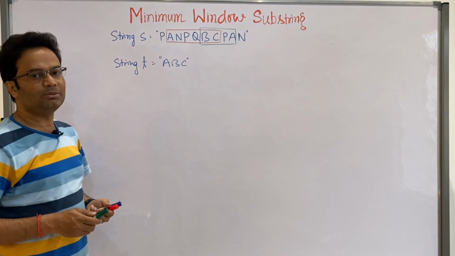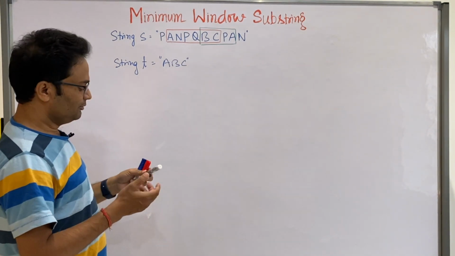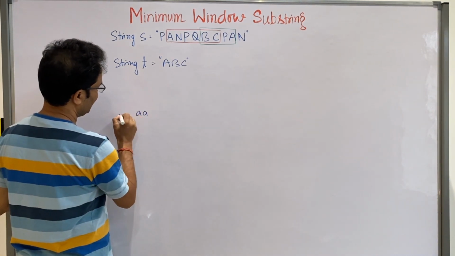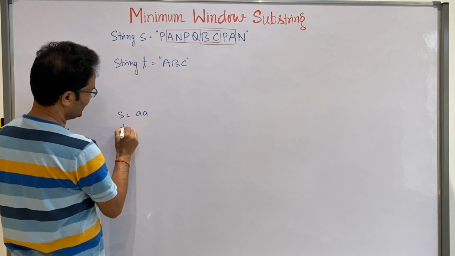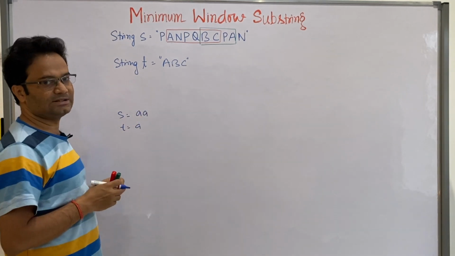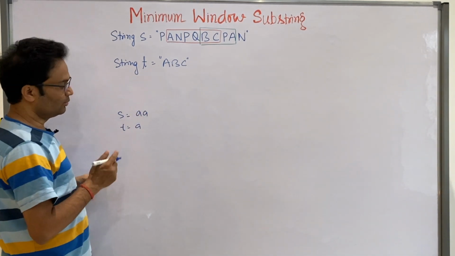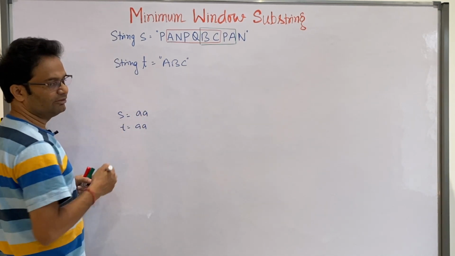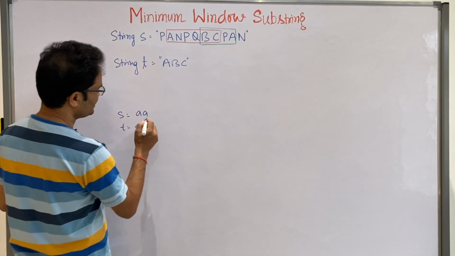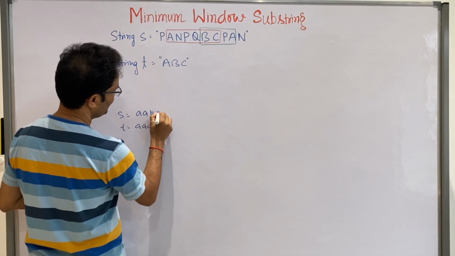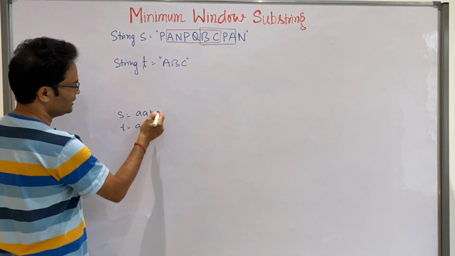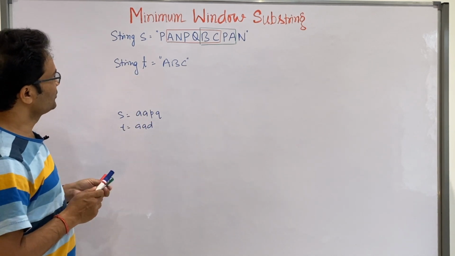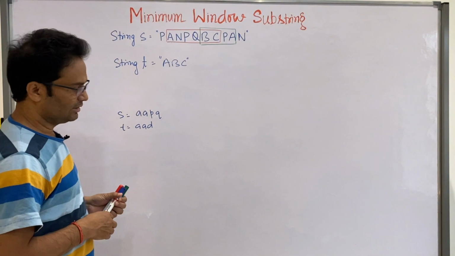So this is the problem we have to solve, right? So if you see another case, if S is equal to AA and T is equal to A, yes, you can say this is found and you can return the one A. But in the case of T is also AA, you can return the AA. If suppose this is D here or PQ, so this D is not here, AAD is not here, so you can return the empty one.